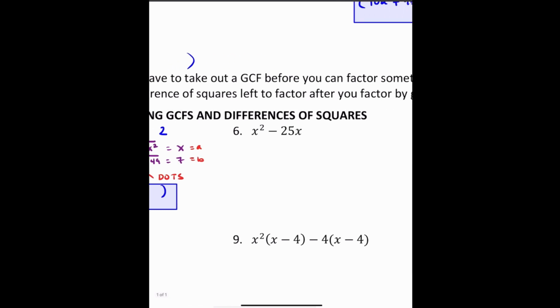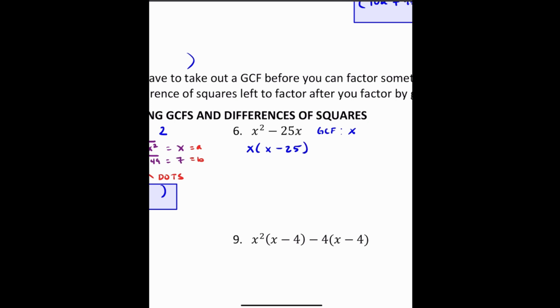Number 6, we have x squared minus 25x. Remember, we like to take out the GCF first. So in this case, the GCF between x squared and 25x is just x. So we have x times the quantity of x minus 25.